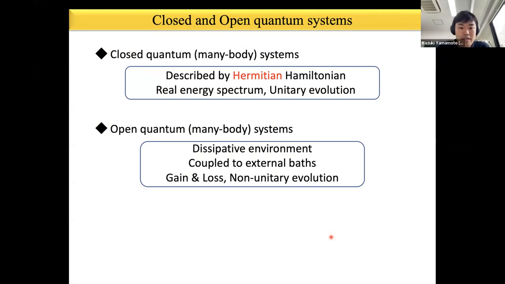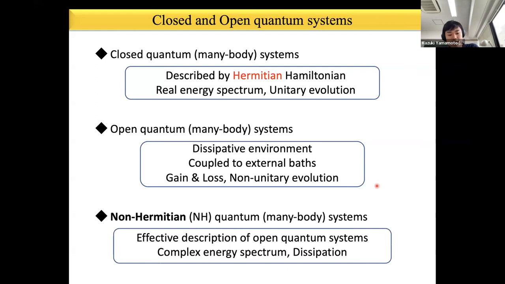Let me first summarize how closed and open quantum systems are different. Closed quantum systems are described by a Hermitian Hamiltonian, of course, and the system has a real energy spectrum as an observable, and the system follows unitary evolution. However, an open quantum system is coupled to a dissipative environment, also coupled to external paths. As a result of these external couplings, the system has gain and loss, and follows non-unitary evolution.